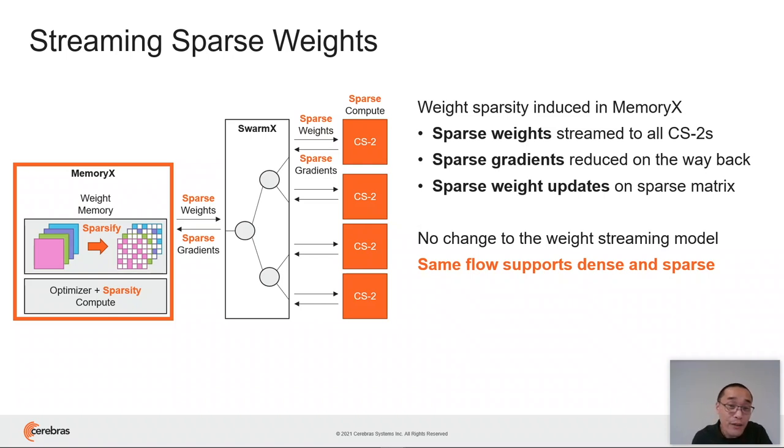On the delta pass, the CS2 produces gradients, also sparse, so we're only computing gradients for non-zero weights. And those sparse gradients are streamed back out, reduced through the SwarmX interconnect, and back to the MemoryX unit. And finally, the weight update is performed, also sparse. All of this happens natively, with no change to the weight streaming model. In fact, it's exactly the same weight streaming flow we use for dense.